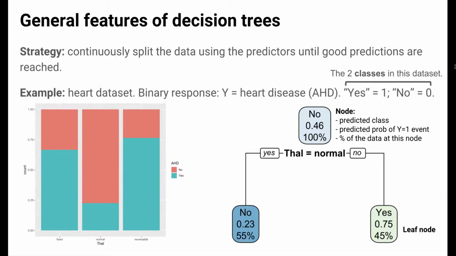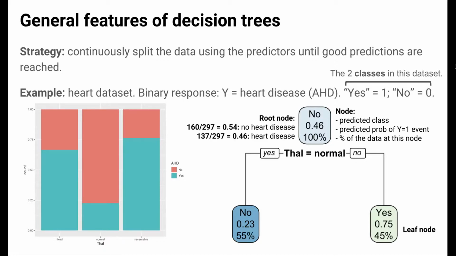Each rounded rectangle is called a node, and the nodes at the very end are called leaves. Each node has 3 lines of text. The first line is the predicted class at that point in the tree. The second line is the predicted probability of the y=1 event at that node. The last line is the percent of the data that are present at this node.